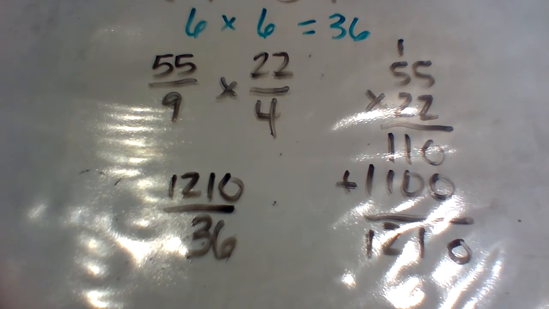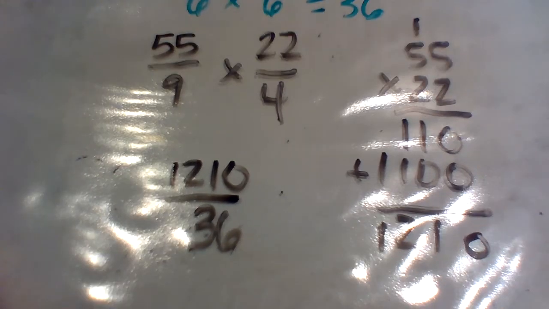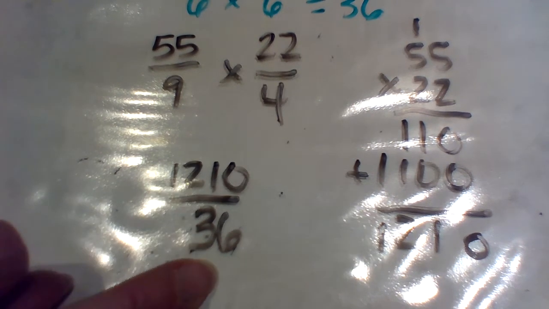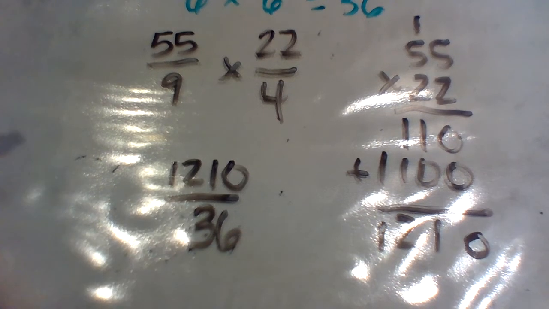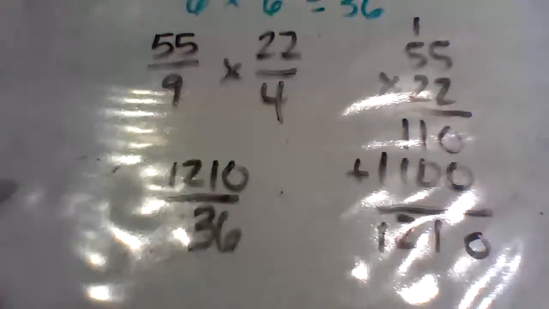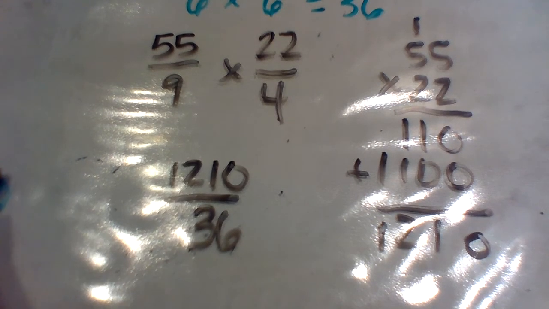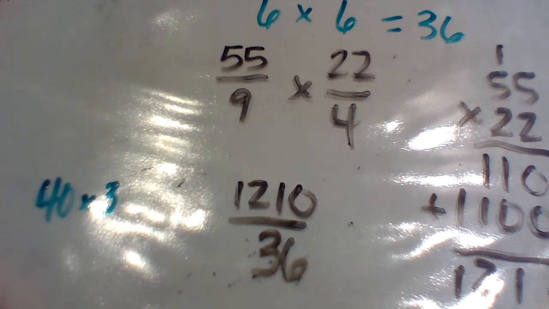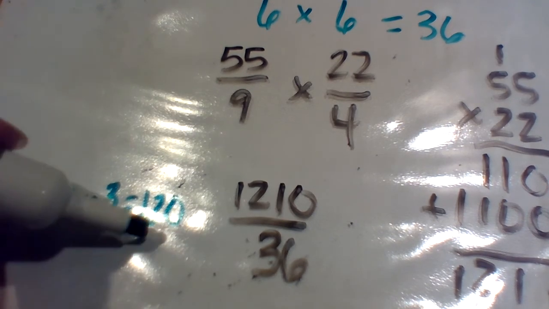1,210 split into groups of 36. Okay, so I'm going to use kind of like what I know to get me in the ballpark, okay? So I'm going to round this 36 up to 40. I'm going to do this over here, so let me do it in green so you see what I'm doing. I'm rounding my 36 to 40, okay? If I do 40 times 3, I get 120, right? Because I did my 4 times 3, I got my 12, and here's my 0.